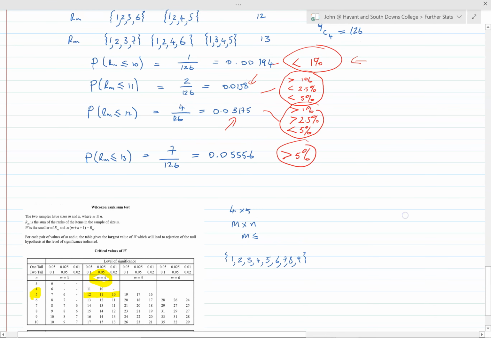And then finally, 12 is the critical value at 5% or 10% two-tailed, because it's below 5%. So 12 is good enough to reject H0, but 13 is not, because that's above 5%. I'll put it in a different way: 12 is the largest it can be in order to reject H0 at the 5% level.